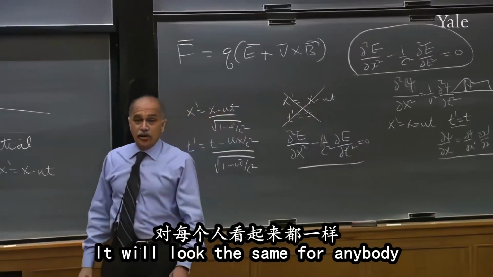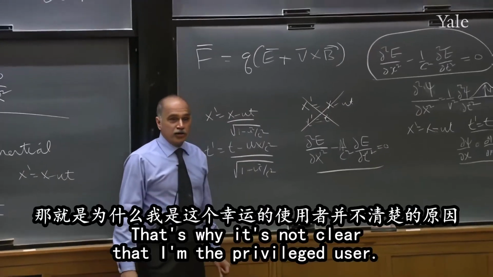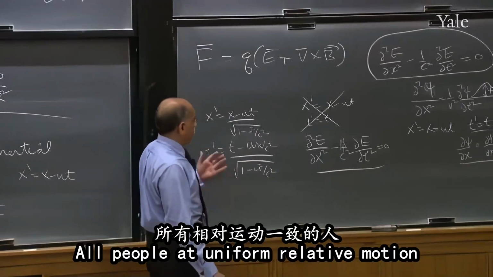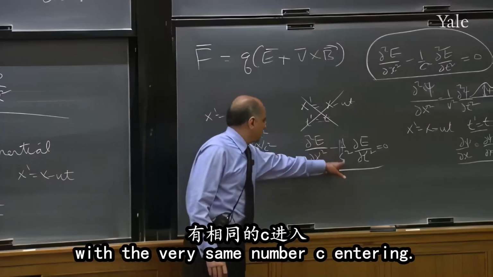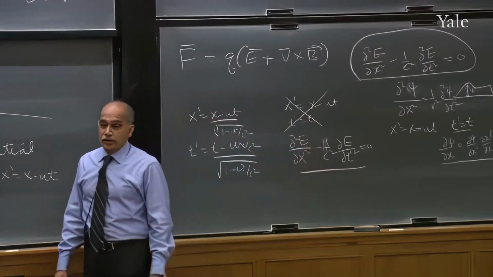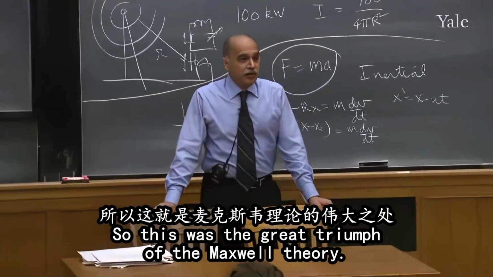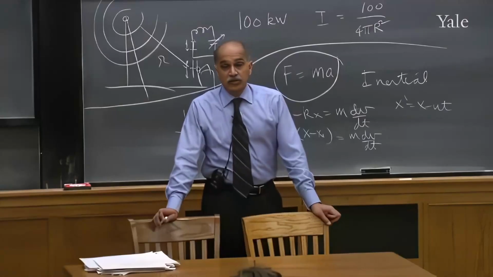It will look the same for anybody moving relative to me at any speed. That's why it's not clear that I'm the privileged user. All people in uniform relative motion can use the very same equation with the very same number c entering. So this was the great triumph of the Maxwell theory. It already was consistent with relativity.